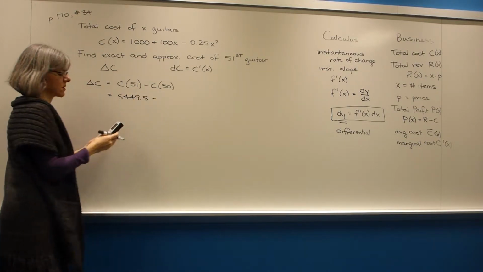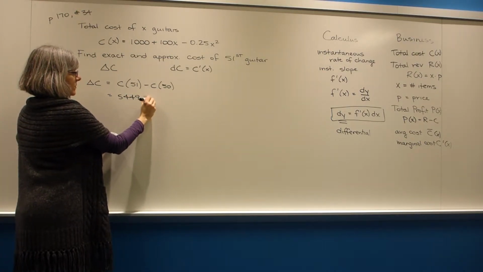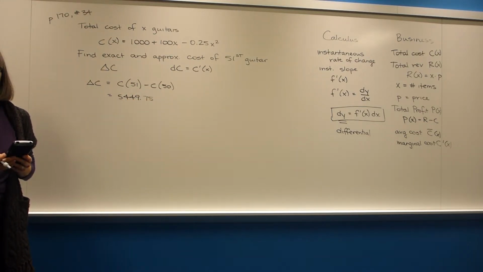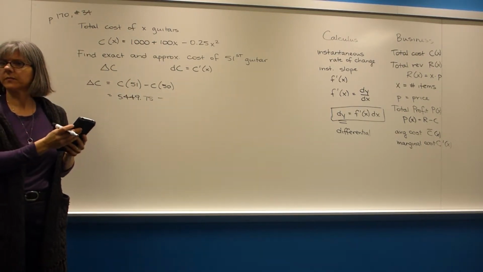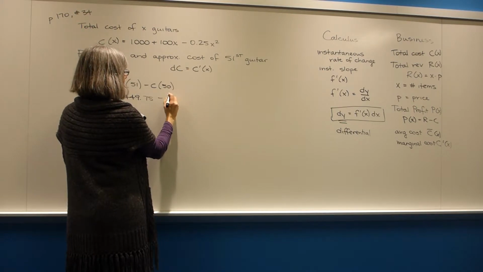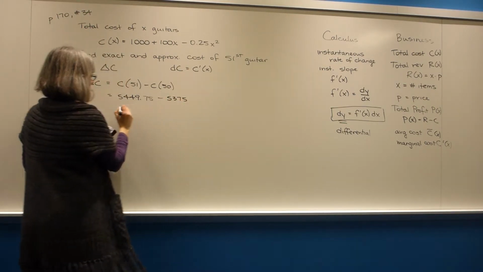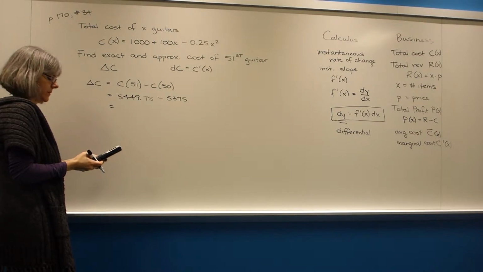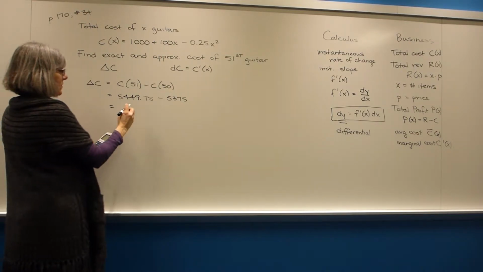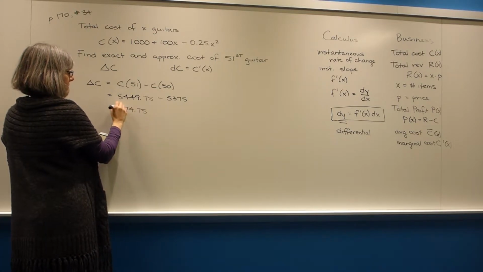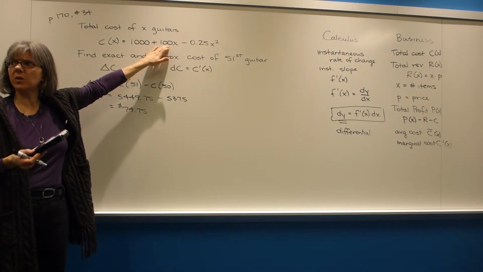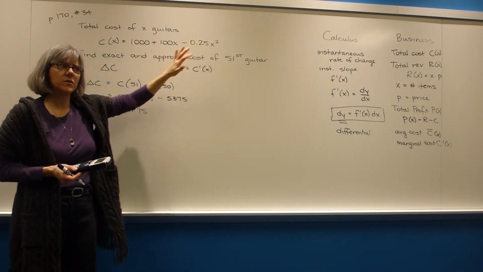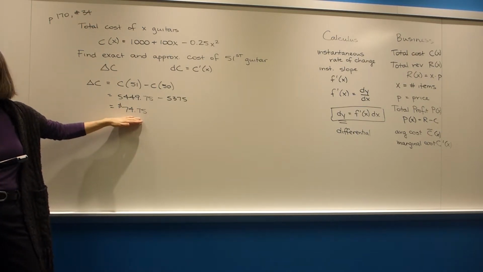I did one of them to check my work. Does that look right? And C of 50, did anybody get that one yet? 53.75. So altogether, 74.75? Which makes sense because we expect 100 more per item and then subtract a little bit more. So that seems to be about right. So 74.75 is the exact cost to make the 51st guitar.